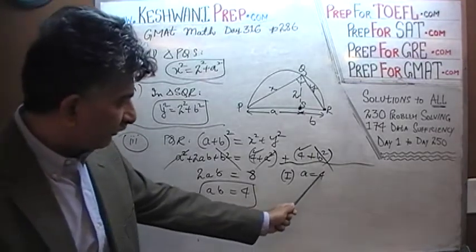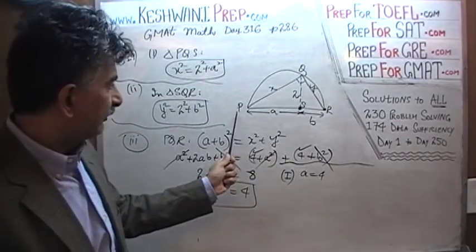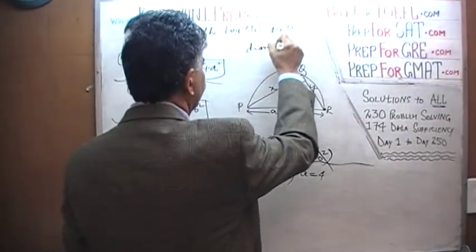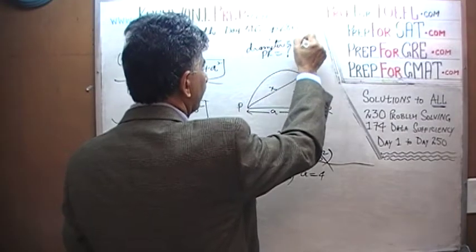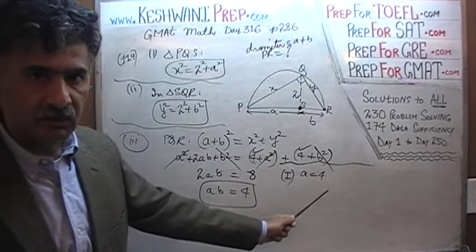Simply knowing that A equals 4, would that allow us to figure out the diameter, which is what the question is asking? What is the diameter, P to R? The question is, what's the diameter, P to R, which we know equals A plus B? So the question is, can we figure out the diameter by simply knowing that A equals 4?